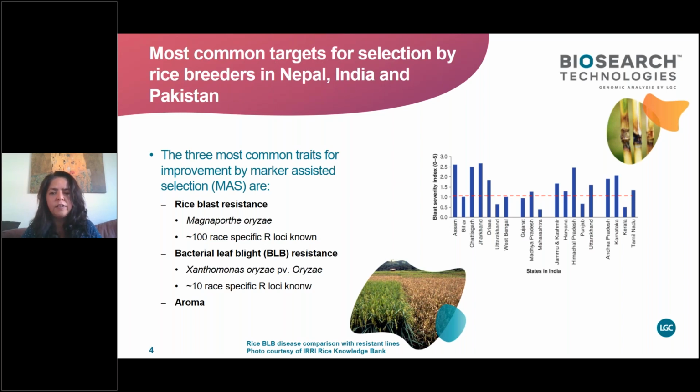The graph in this slide shows the severity of blast disease across India, and it shows the variation according to the rainfall and season.